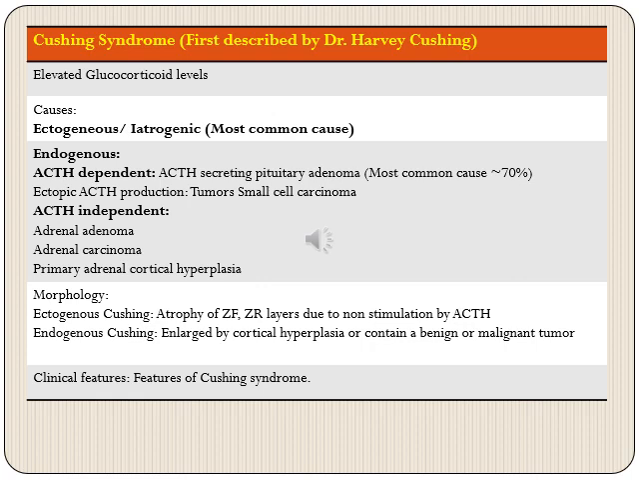Morphology: if the Cushing is because of an exogenous cause, then there is atrophy of the zona fasciculata and zona reticularis layers because these are now not stimulated by ACTH. If there is endogenous Cushing, then the adrenal is enlarged by cortical hyperplasia, or there can be the presence of some benign or malignant tumor.